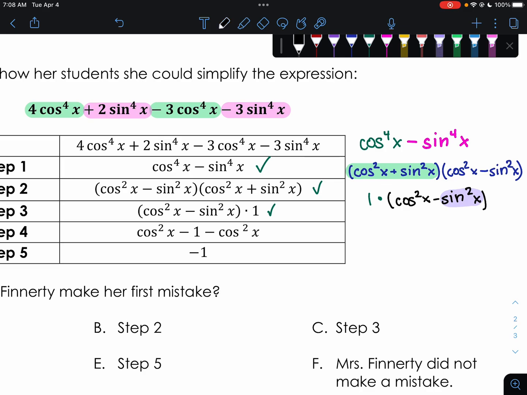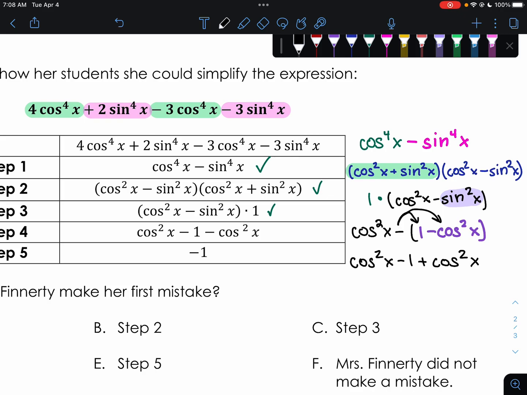So this leaves us with cosine squared x minus, and then this is where most people make the mistake. When I plug it in, I'm plugging it in right here, 1 minus cosine squared x. And I have to remember to distribute that negative sign. And so when I distribute that negative sign, I get cosine squared x minus 1. I distribute it to the negative cosine, and that turns into a positive cosine squared x.